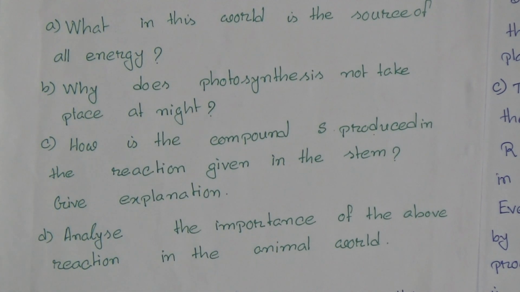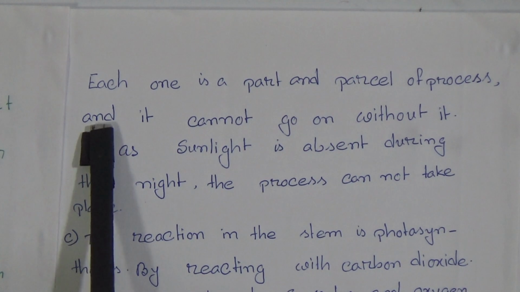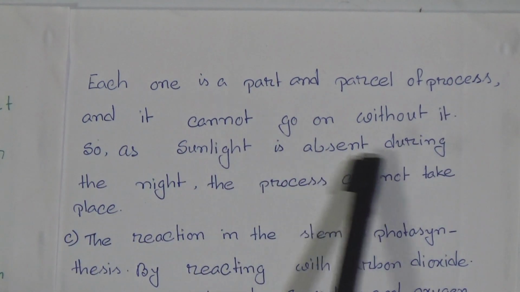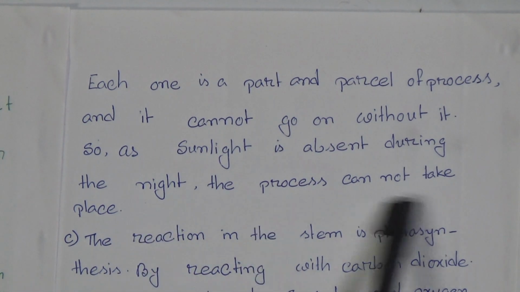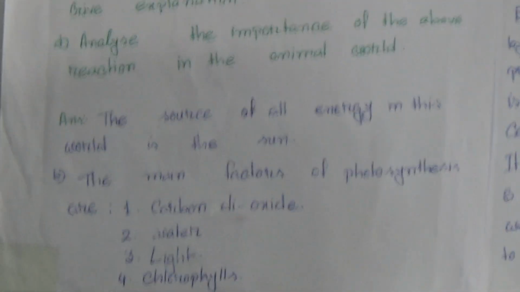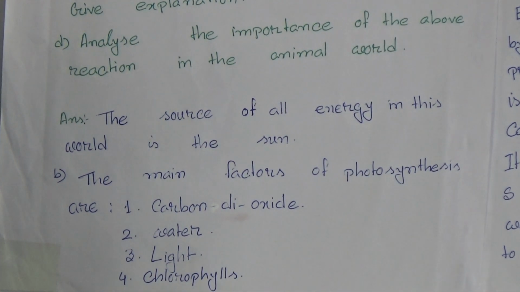Answer: the main factors of photosynthesis are: 1. Carbon dioxide, number 2. Water, number 3. Light, and number 4. Chlorophyll. Each one is a part and parcel of this process and it cannot go on without it. So, as sunlight is absent during the night, the process cannot take place. Now you have cleared that photosynthesis cannot take place at night because there is no sunlight, and photosynthesis cannot take place without the presence of sunlight.